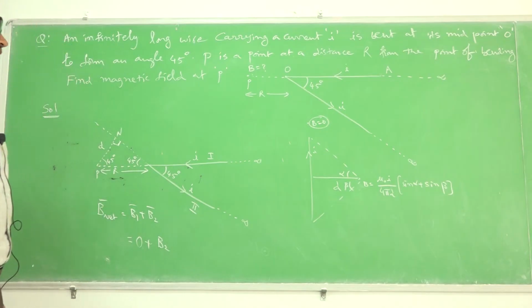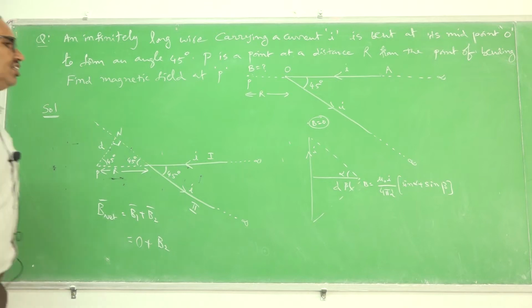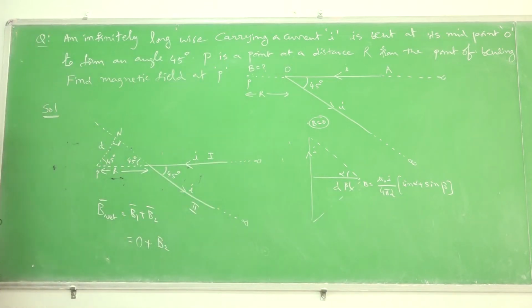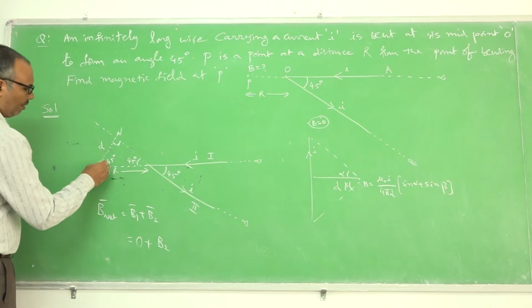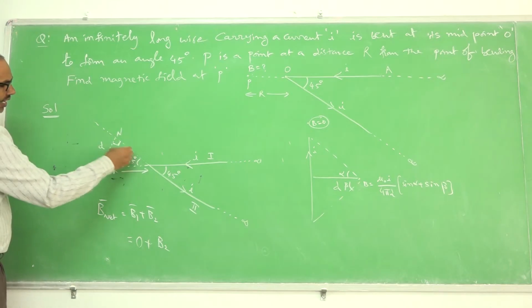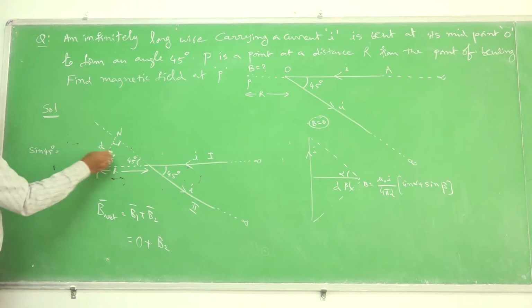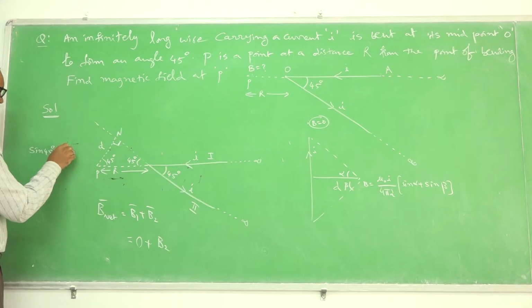In this case, we need to find the perpendicular distance d. So the perpendicular distance d can be identified from this right angle triangle. In this right angle triangle, if I take sin 45, means opposite side by hypotenuse, d by r. So d is equal to r into 1 by root 2. That is the perpendicular distance.